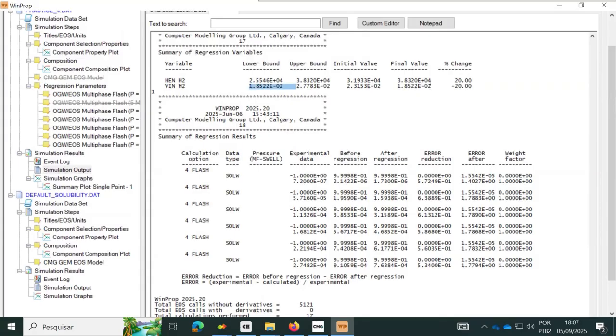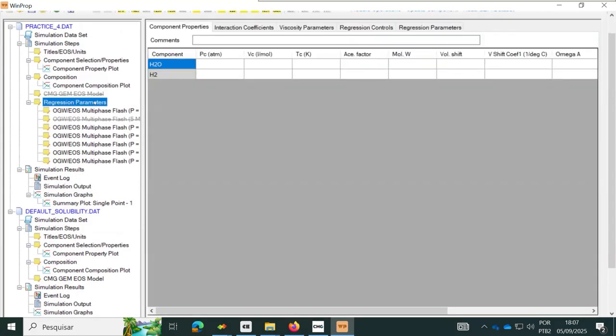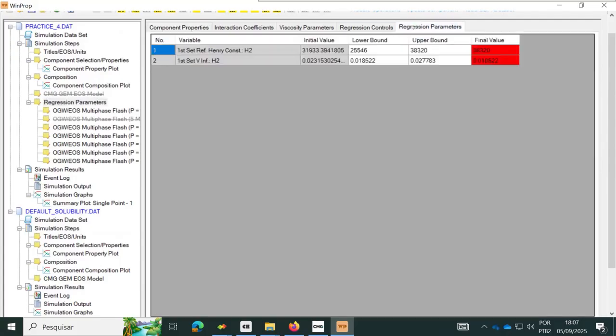So, I need to expand the boundaries in order to better explore the domain for both variables, in the hope of matching the data. So let's try. Let me show you how to expand the boundaries. We can go to regression parameters in your project. The last tab is the regression parameters.